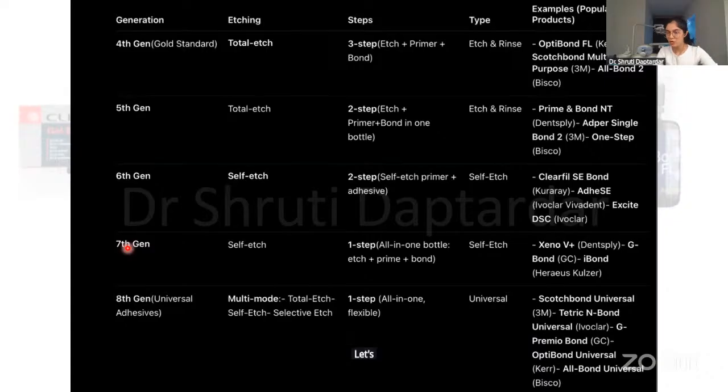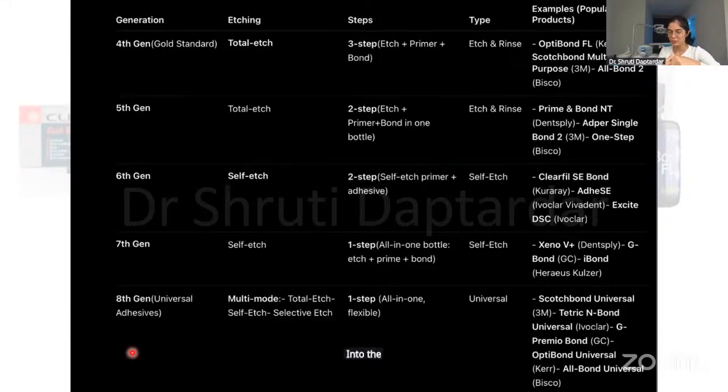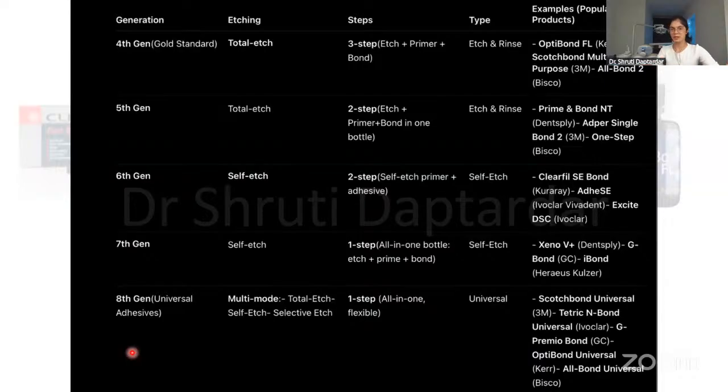Let's simplify it more based on the etching or their indications. So 4th and 5th generation are your total etch systems where you are supposed to etch the enamel as well as the dentine. All right. 6th, 7th, 8th are your self-etching adhesive systems where they already have incorporated a weak acid into the bonding agent where it is going to etch the dentine by itself. All you need to do is selectively etch the enamel. That is all you have to remember.